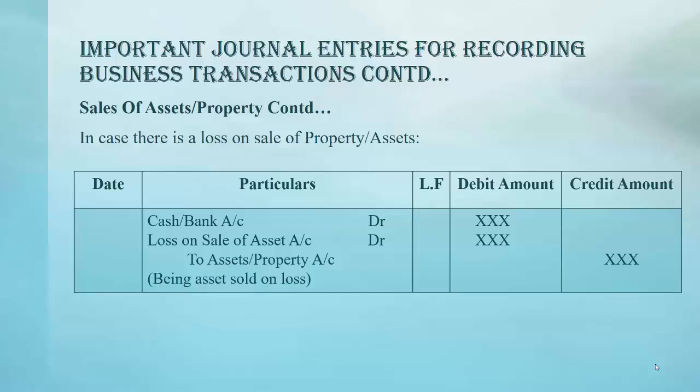Because here the business suffers loss on sale of an asset, the loss account will be debited, and after that assets account will be credited because that particular asset is going out, so the rule for the real account will be applied here, and assets account will be credited. After that, we have to put the narration, that is, being asset sold on loss.